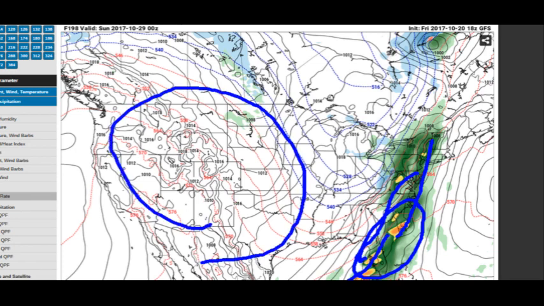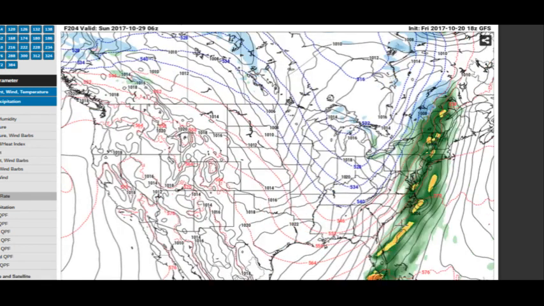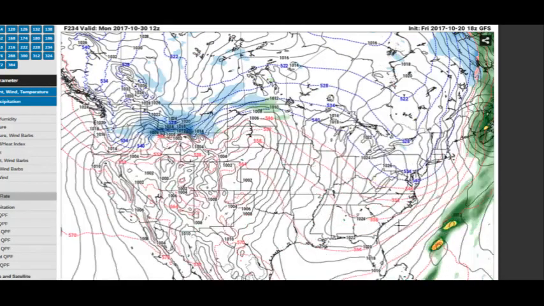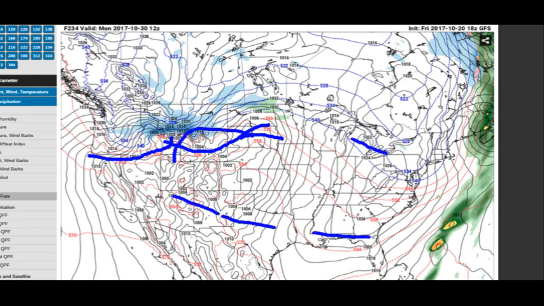Things moderating out west. Boy, we got a lot of stuff to look at tonight. This is a very active pattern. And there we go, another system coming together. See, if we had this going on in December or January, we would be talking about major winter storms through the central and eastern U.S. there.